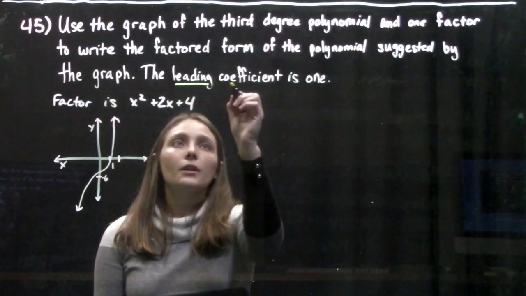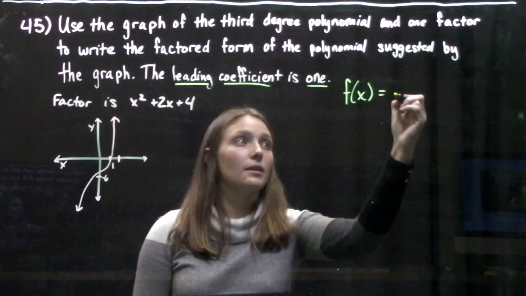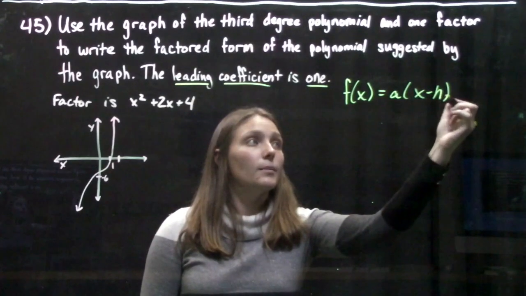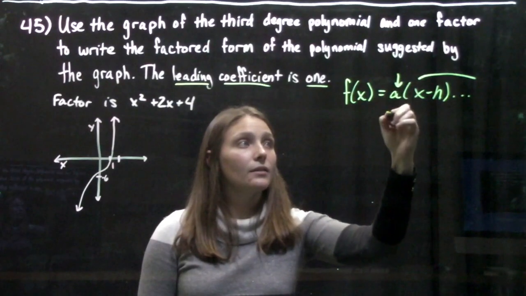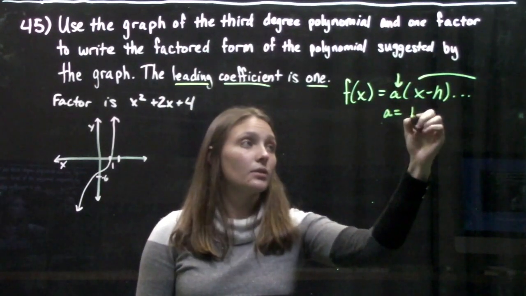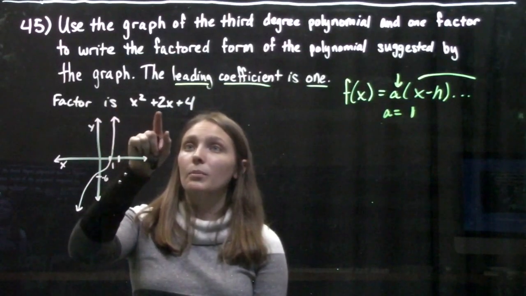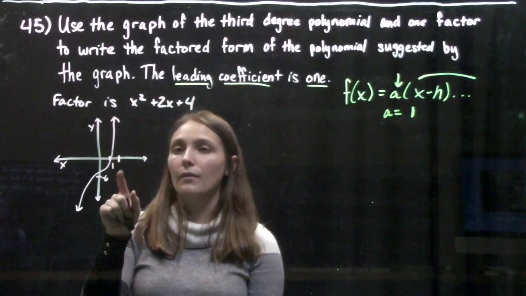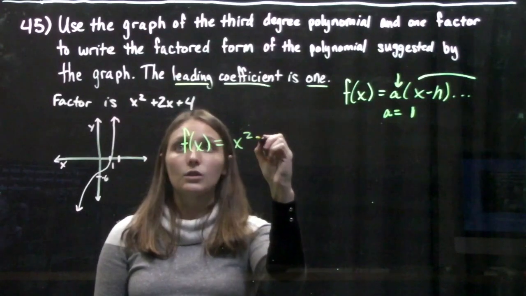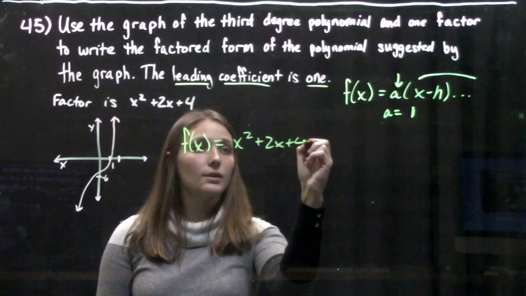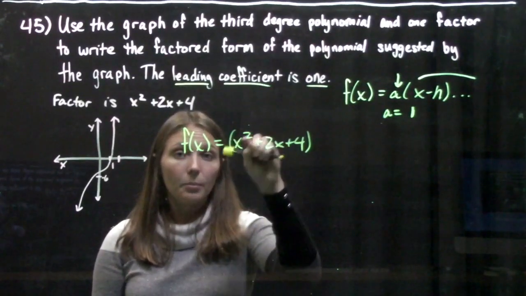So this part here, the leading coefficient being 1, what that tells us is in our general form of f of x equals a times all of our polynomials here, this a, which is usually our stretching factor, is going to be equal to 1, so we don't need to worry about it. So we're given our factor x squared plus 2x plus 4, and we're given this graph. So we know that f of x equals x squared plus 2x plus 4, and we're looking for one more factor to make this a third degree polynomial.